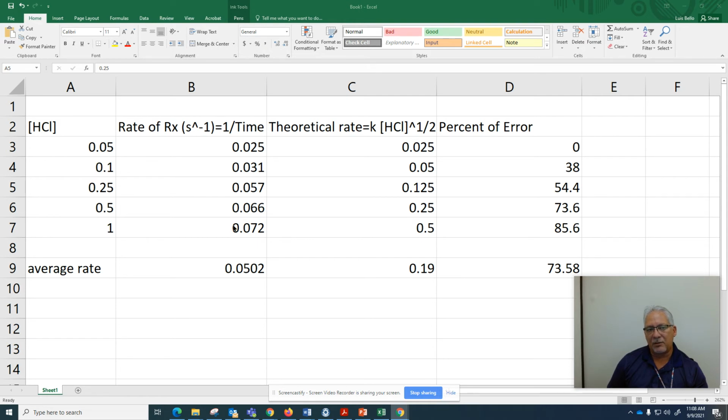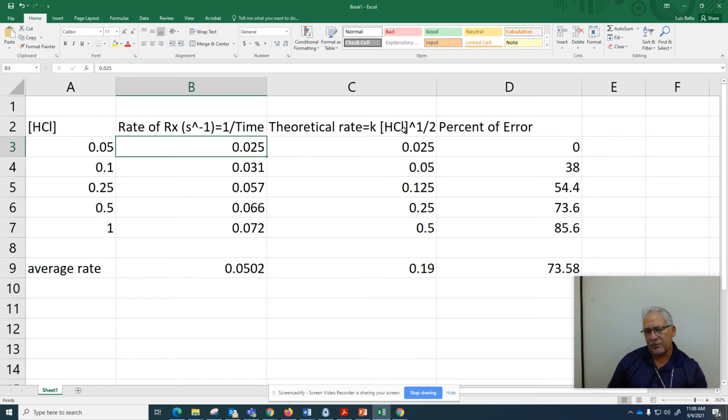And for finding the rate, if you remember, this is the formula we use. We divide 1 over time. So you measure the time and divide 1 over the time in seconds. I'm just borrowing data given to me by one of the students, to give you an example of how to do the calculation. So the calculation was 1 over time in seconds, and that will be the rate of the reaction.